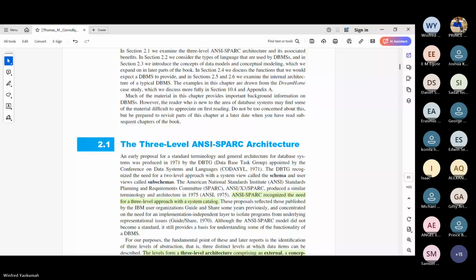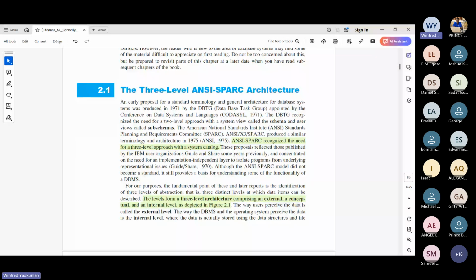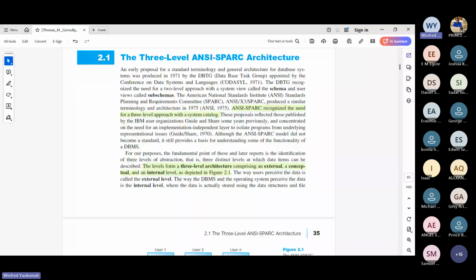So a committee was formed, the American National Standards Institute, together with the Standards Planning and Requirements Committee, SPARC, developed or proposed an architecture. And this architecture is made up of 3 levels. The first level, the highest level, is the external. Then we have the conceptual. Then we have the internal level.